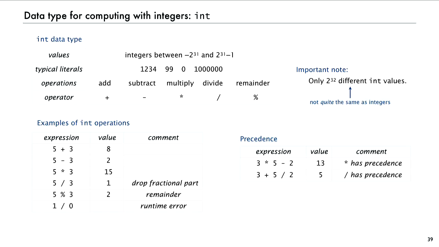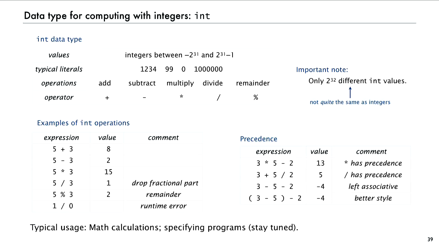So in the first case, the multiplication gets done, so that's 15. Then you subtract the 2, that's 13. In the second case, the division happens first, and it's 2, dropping the fractional part, and then we add the 3 to get 5. If you write a couple of operators that have the same precedence, Java's expressions are so-called left associative, which means the one on the left gets done first. But it's better style to use parentheses to express your intent as a programmer and not try to trick the person reading the code.